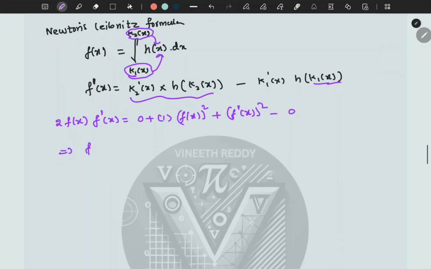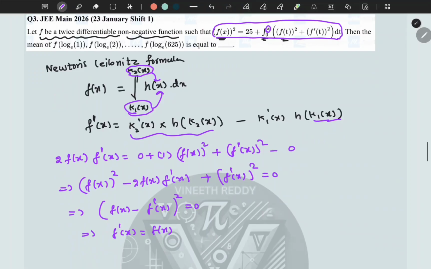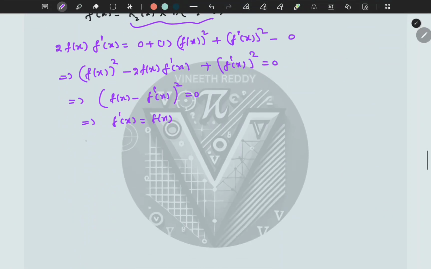Perfect. So if I rearrange the equation, I am getting f of x whole square minus 2 f of x into f dash of x plus f dash of x whole square is equals to 0. So I can write this as f of x minus f dash of x whole square. Perfect. So we get f dash of x is equals to f of x. Wonderful. Now he is telling f be a twice differentiable non-negative function. Okay, non-negative. Let us see if that is useful.